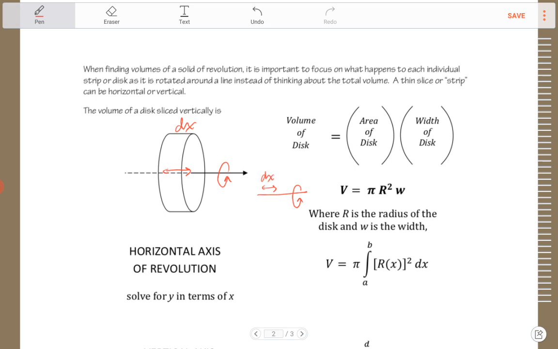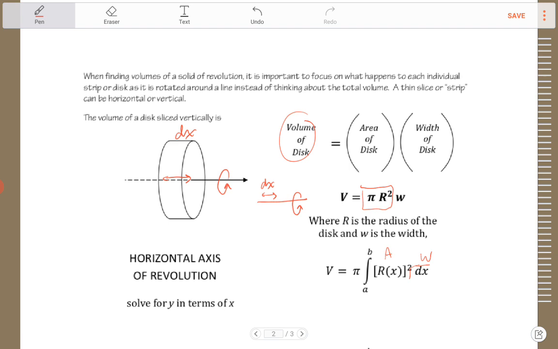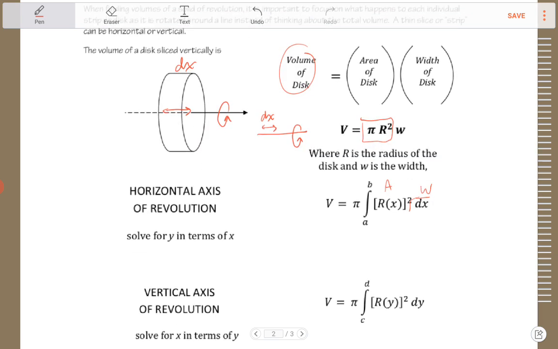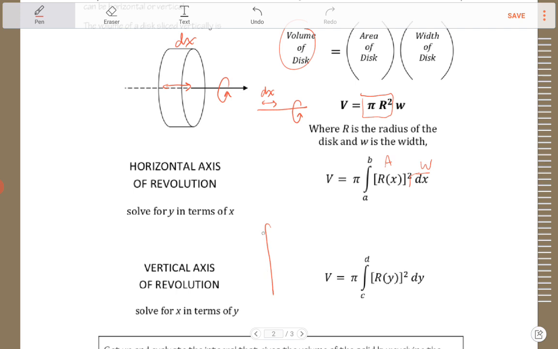So you want to have a dx in your equation, which means that when you find the volume of a disk, you take the area of the disk, the pi r squared, and multiply that by the width. Well, the width in this case is dx. Okay, so the width is dx there, and this is your area of the disk. Now when it comes to the vertical axis of revolution, keep in mind that it is going to revolve like this, which means each of your areas is going to be a circle like this, but you're going to have a width of dy. If you're revolving around the y-axis, you need it with respect to y.